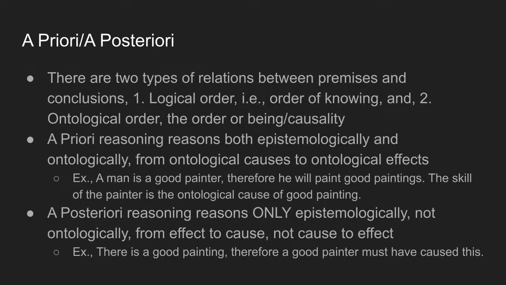And then second, we have a posteriori reasoning, which is reasoning only epistemologically, not ontologically. So rather than being from cause to effects, it's from effects to cause. So we see a footprint in the sand. Therefore, we can reason that there was a foot that landed on that footprint. That's a posteriori argument. And the way in which I gave an example relating to the last one is: there's a good painting, therefore a good painter must have caused this.